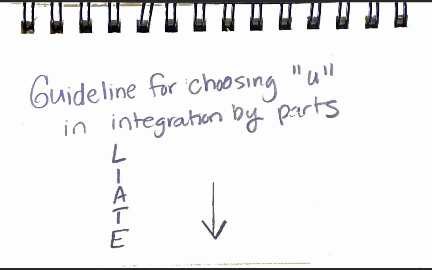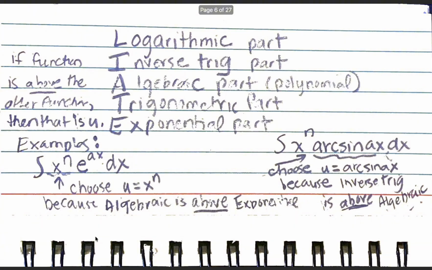Some guidelines for choosing u in integration by parts. We will follow the LIATE rule. What is that? Well, L stands for logarithmic part, I stands for inverse trig part, A stands for algebraic part, which is also polynomial, T stands for trigonometric part, and E stands for exponential part. What it is really saying is if a function is above the other function, then that is the u.